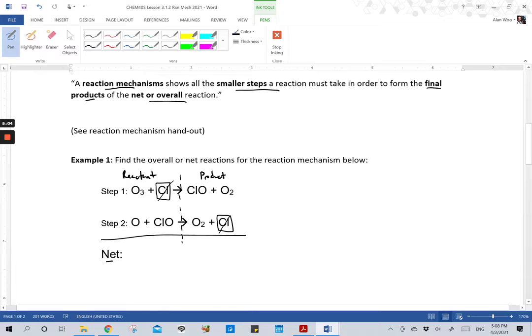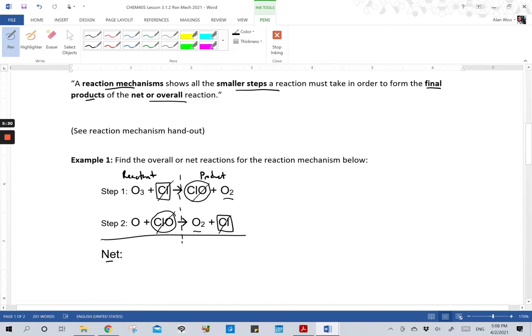Similarly, here you have ClO on the product side, and you have ClO on the reactant side. These two can be canceled out because they're on opposite sides. Now, if you look carefully, there's an O2 here and an O2 over here. However, they're both on the same side. Because they're both on the product side, we cannot cancel them out.